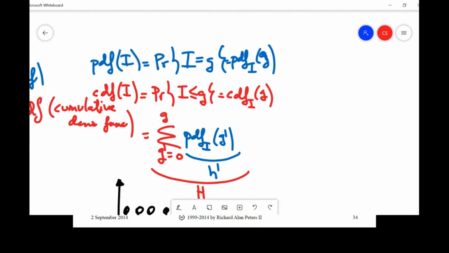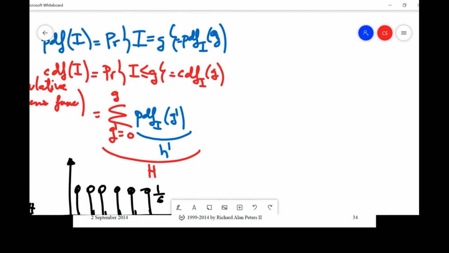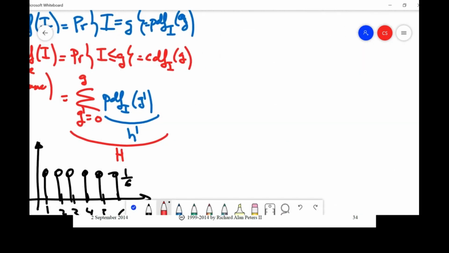So we know how to go from the PDF to the CDF. I simply have to sum. Let's do the opposite. Let's say that you know what is the CDF. So you are given H of T, and you want to compute H prime of T. This you know. How would you compute that? Derivative. Sorry? Derivative. Differentiation.